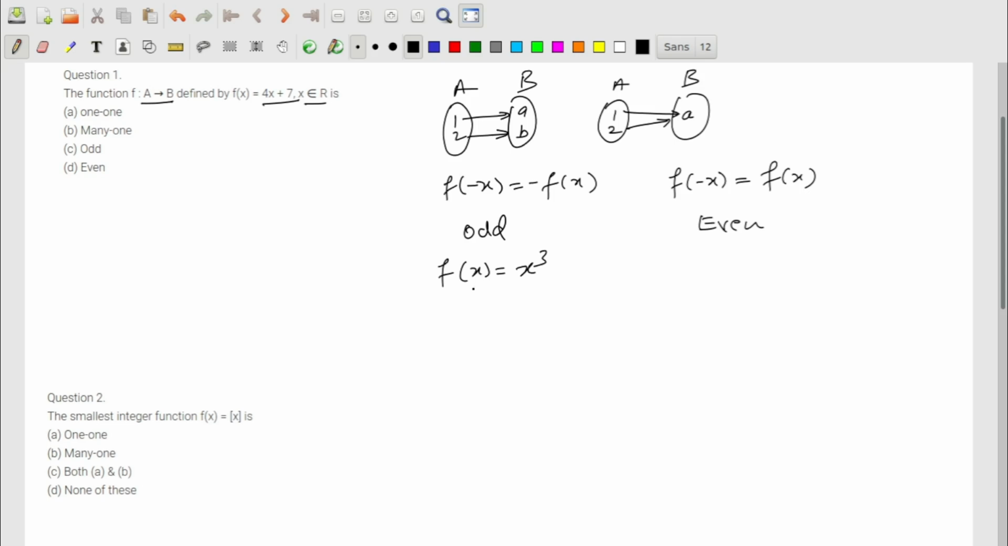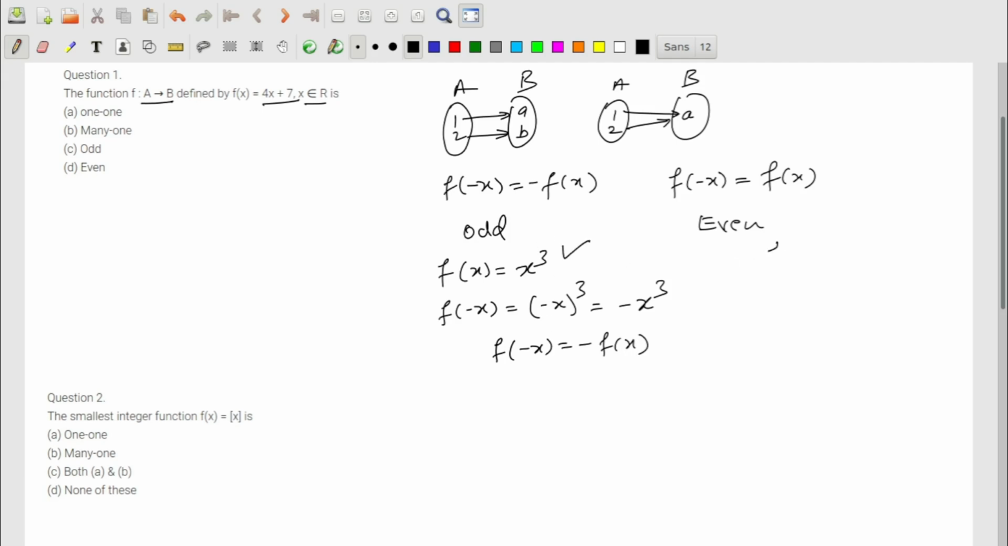Now here if I take f of minus x, we get minus x whole cube, which is equal to minus of x cube, right? So f of minus x is equal to minus of x cube, which is again minus f of x, right? So this is your odd function.